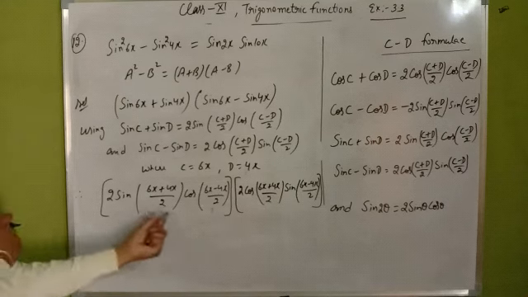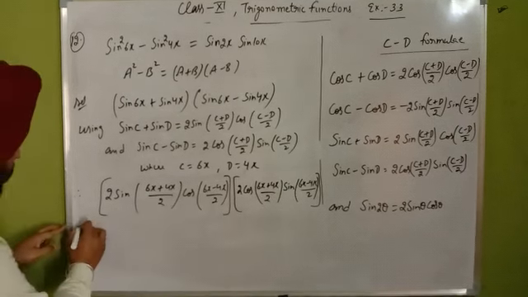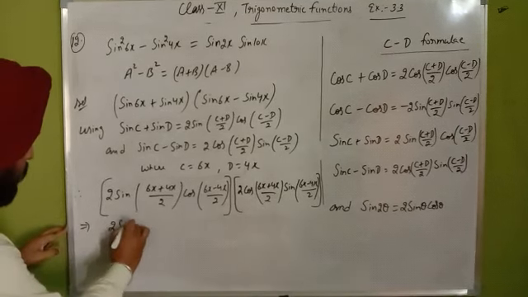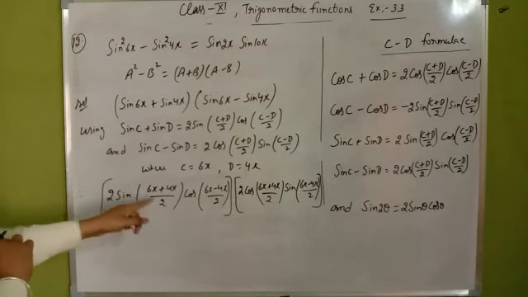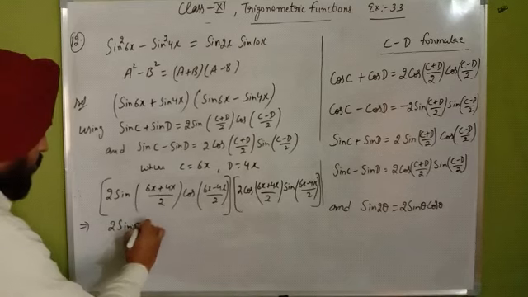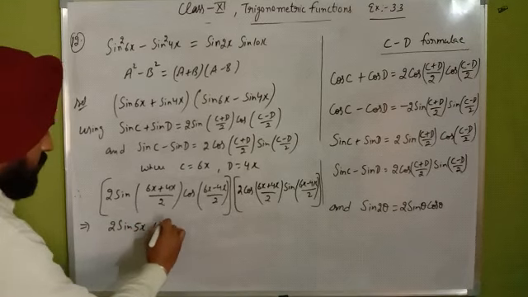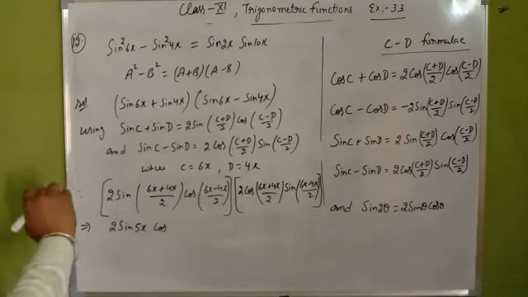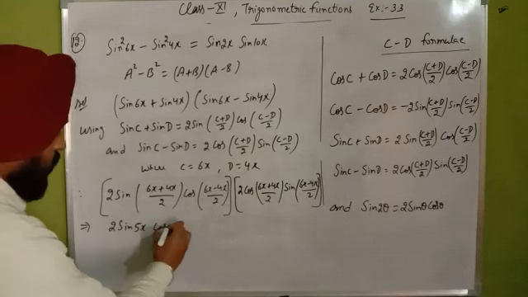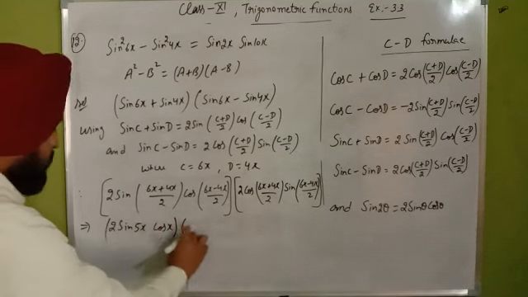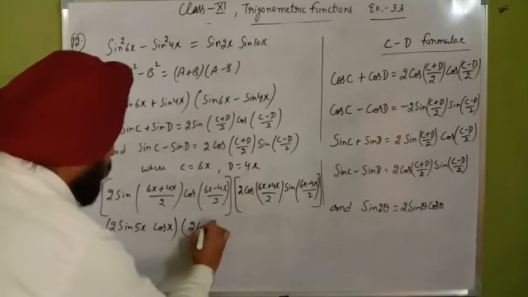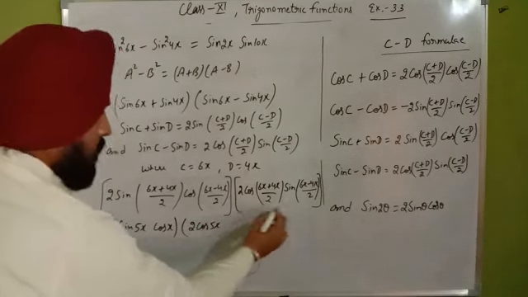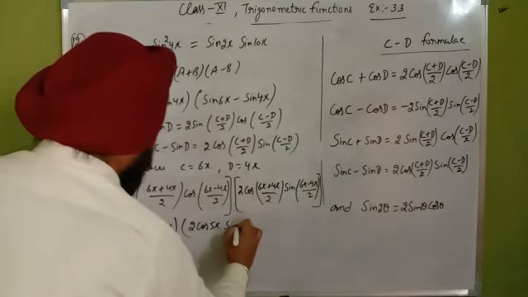Now just solve the brackets. It implies 2 sine, 6x plus 4x gives 10x upon 2, 5x, sine 5x, cos, 6x minus 4x is 2x, 2x upon 2, only x. Clear? So in the next bracket, similarly, 2 cos 5x and sin x.